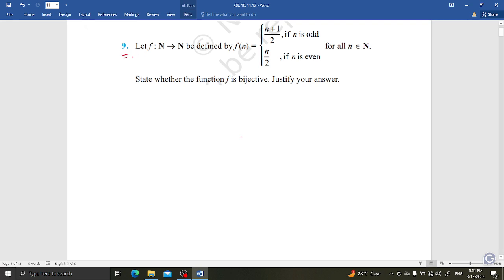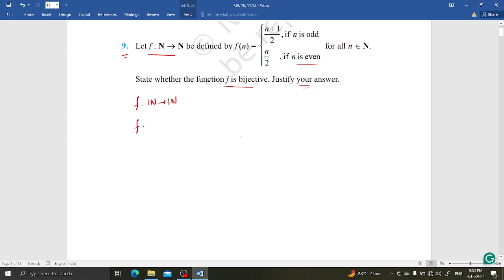The question number 9 is: function f defined from N to N, where N is the natural number set, and defined as f(n) equals (n plus 1) upon 2 if n is odd, and n by 2 if n is even, for all n belonging to natural numbers. We need to state whether it is bijective or not, and justify your answer.